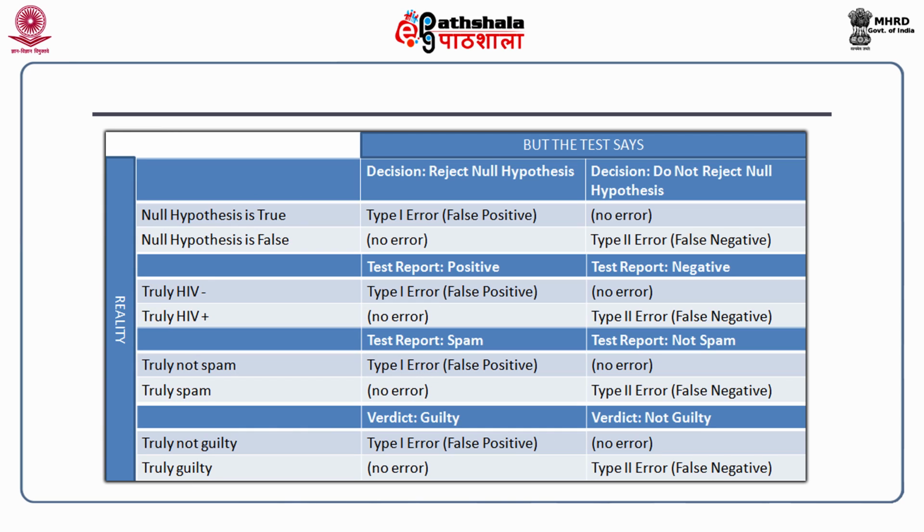So as you see in this particular image, one example would be that the reality is the person is truly HIV negative. Now the report says it is positive. As you see, the person is truly negative, so it is known as false positive. If the test says negative for HIV negative, there is no problem. And if the person is truly HIV positive and the test says it is positive, again no problem. But if a person is truly HIV positive and the test says that it's negative, then it's called type 2 error or false negative. That is exactly what type 1 error and type 2 error are, and I've also given an example of spam as well as the judicial verdict, guilty or not guilty. You can see that is exactly type 1 error and type 2 error.